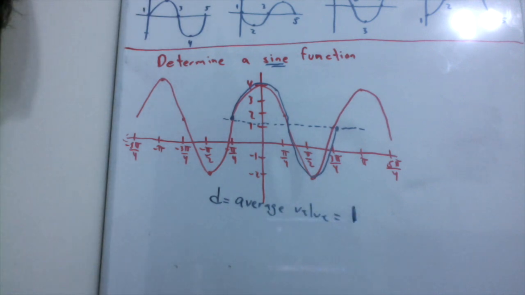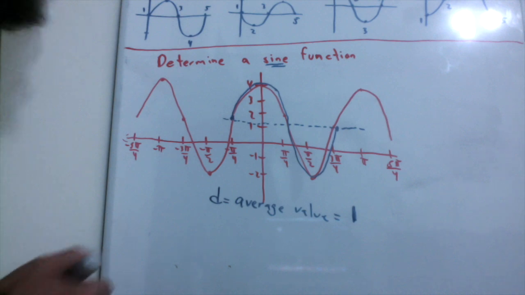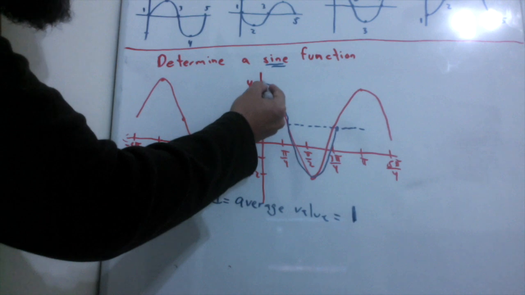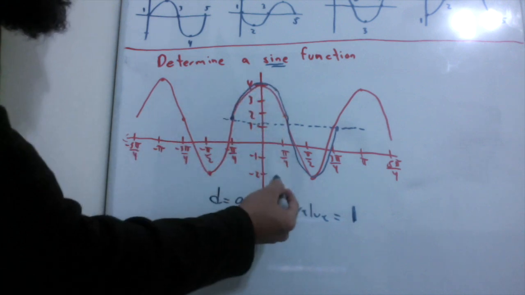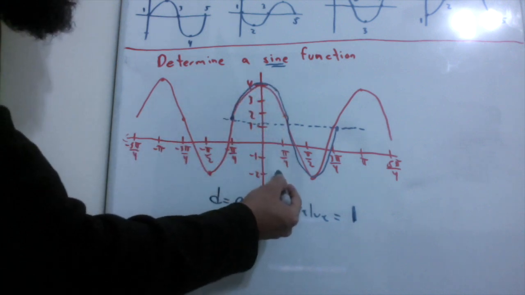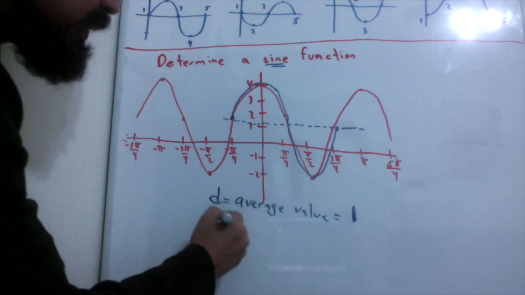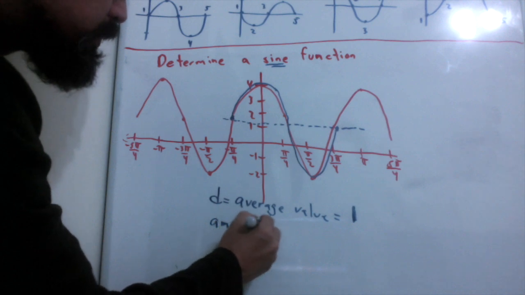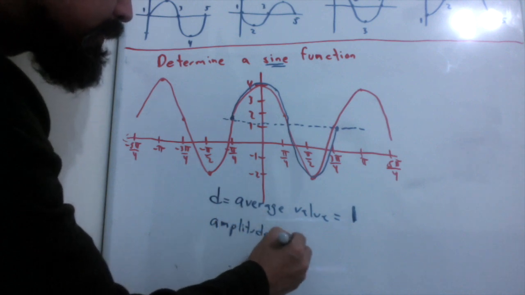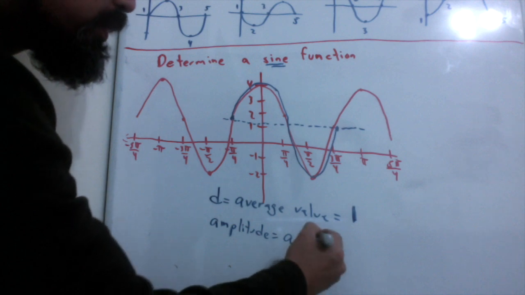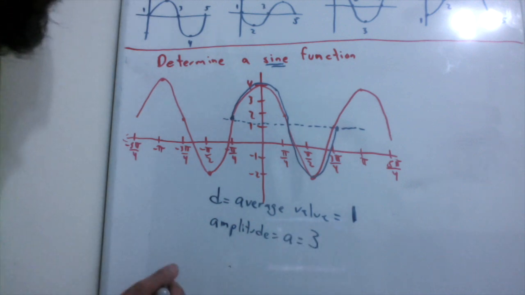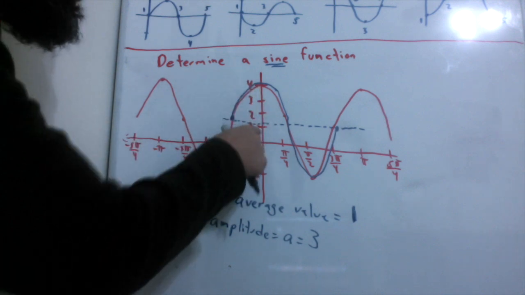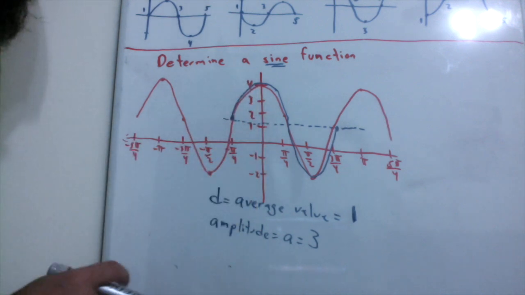or average value. Now let's find the amplitude now that we found the D. If I'm at 1 and it moves up to 4, and I'm at 1 and it goes down to -2, that means that the amplitude, letter A, is 3 units. Why 3 units? 1 to 4 is 3 and 1 to -2 is 3.